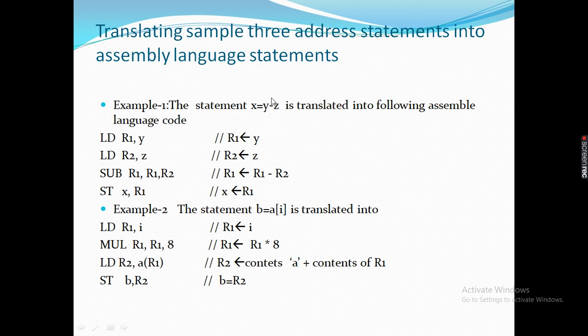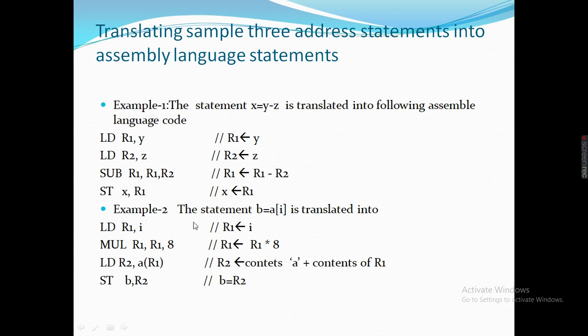Next, last instruction. So finally we have to store the result of y minus z into x. Okay, store the result of R1. So R1 contains the result y minus z. So ST x comma R1. This instruction causes the value of register R1 to be stored into x.